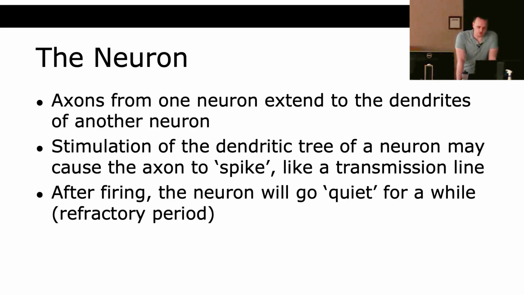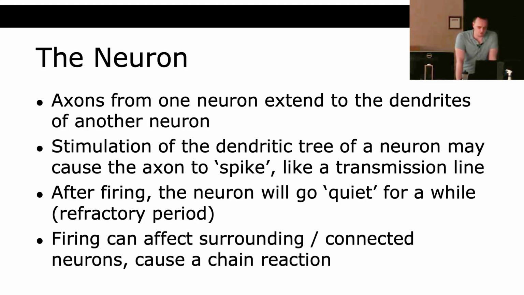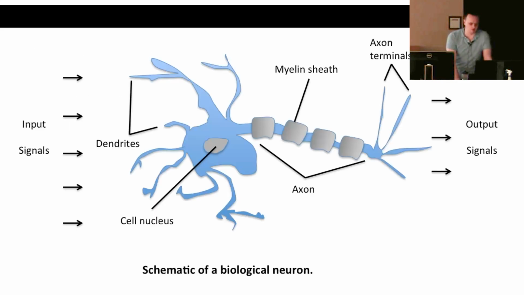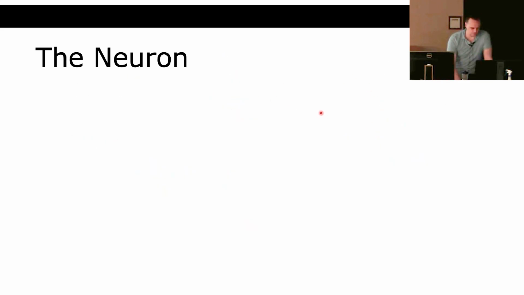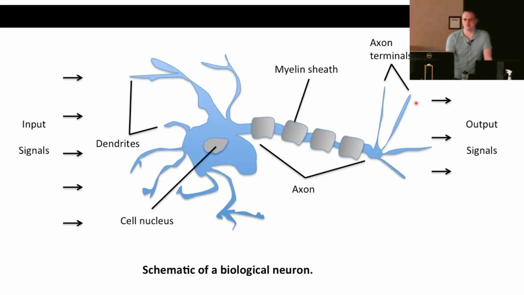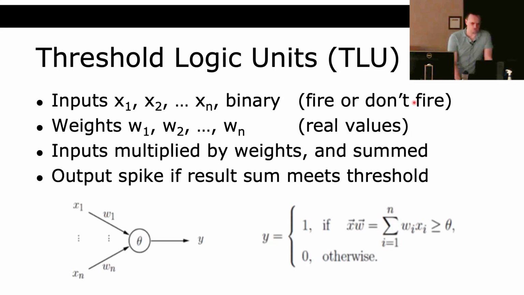And after firing, the neuron will go quiet for a while, so there's a refractory period in the neurons, and then this firing can affect surrounding or connected neurons and form this sort of chain reaction. So we have input signals, some sort of pulse, and then output signals, which go to the inputs of other neurons.